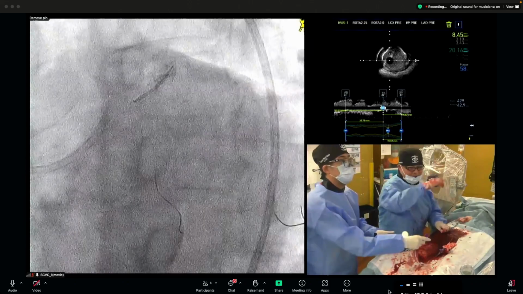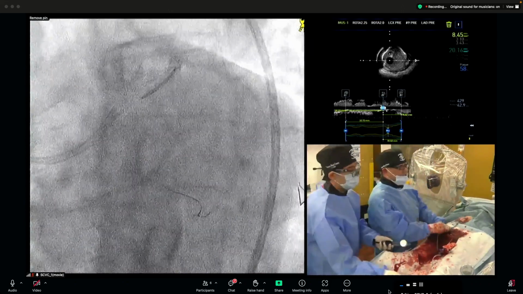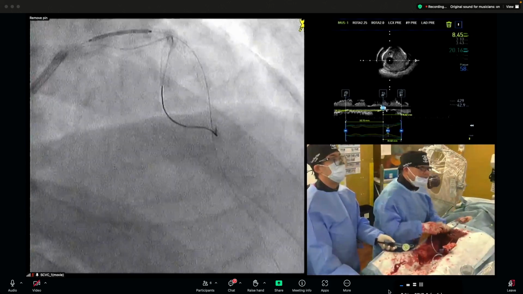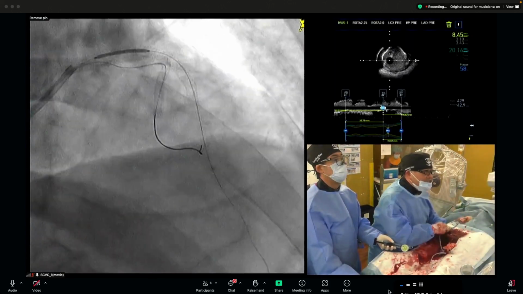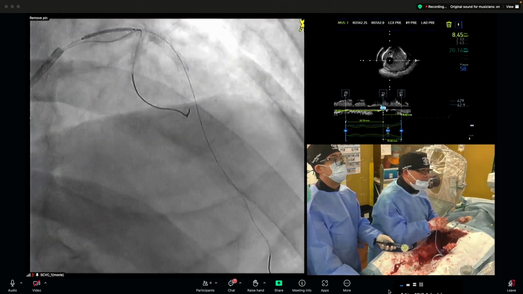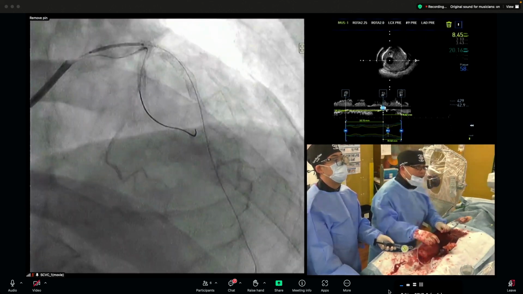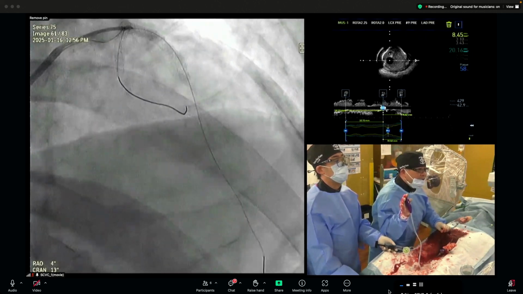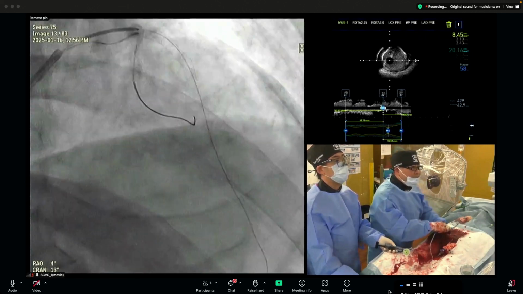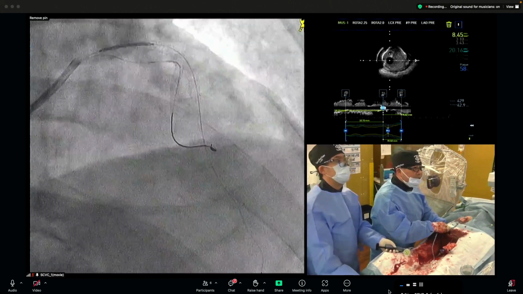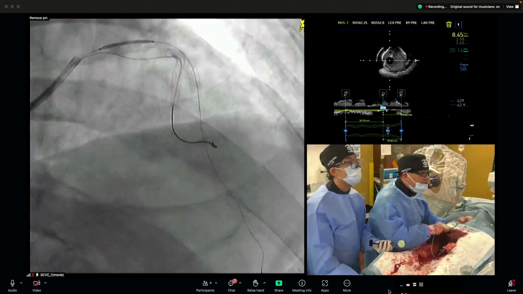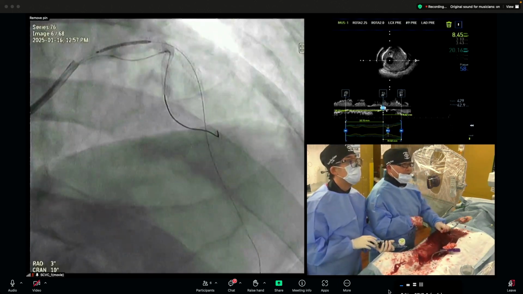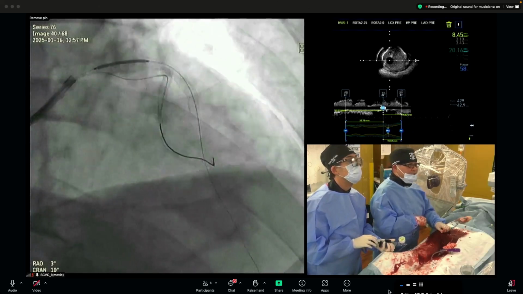Sorry, one more time, can you give me the RAO cranial? Stop, here is fine. Yes, I check and this stent overlap in this view is okay. Then wait there, stop. And proximal is almost okay. A little bit pull back. Here is good. Yes, looks good. Overlap is minimum.